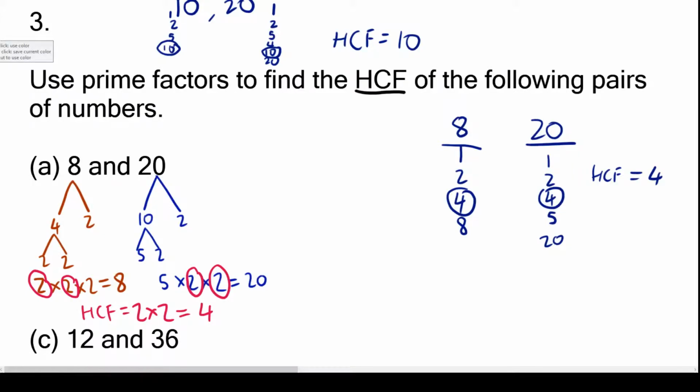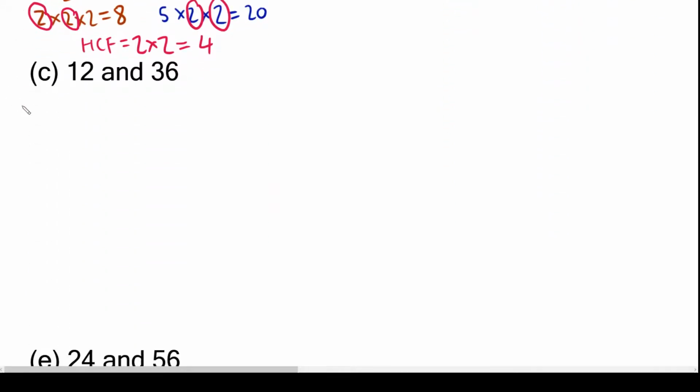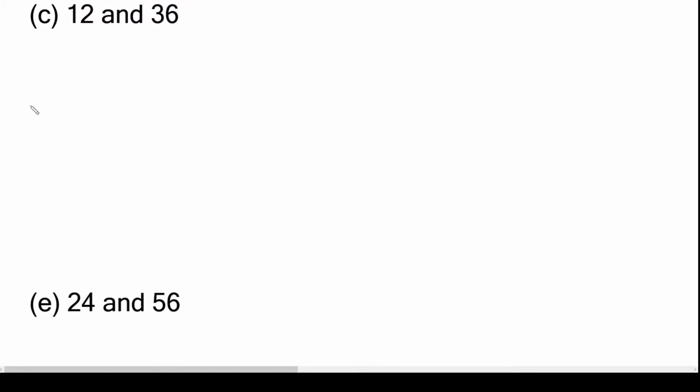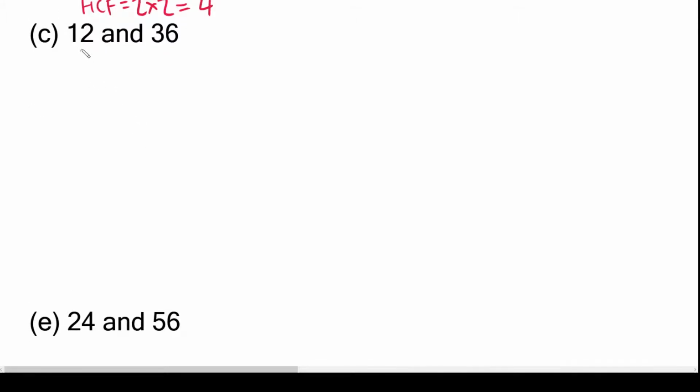So we're going to try the next one. Let's try the next one: 12 and 36. For 12, the factor tree is going to give us 6 and 2. So 6 times 2 is 12. And then 3 times 2 gives 6. So we have 3 times 2 times 2 equals 12.